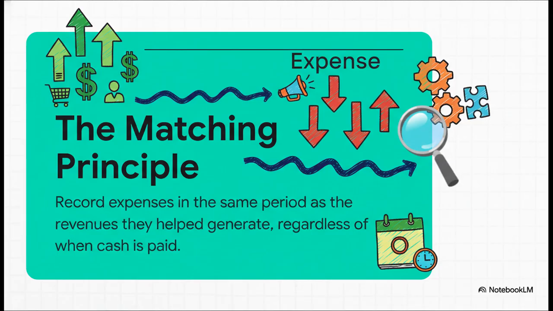The best way to think about it is like a cause and effect relationship. The sales you made are the effect, the costs of the goods you sold, the salaries of the salespeople, the advertising that drove those sales, those are the cause. The matching principle demands that we report both the cause and the effect in the very same income statement. That's how we get an honest measure of our performance.